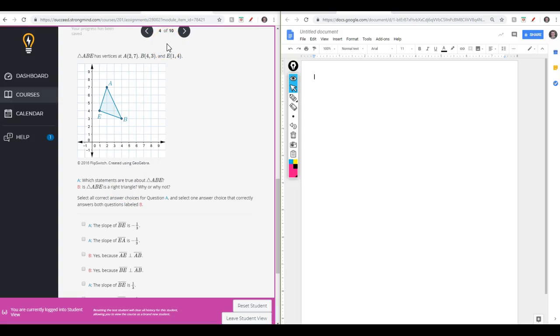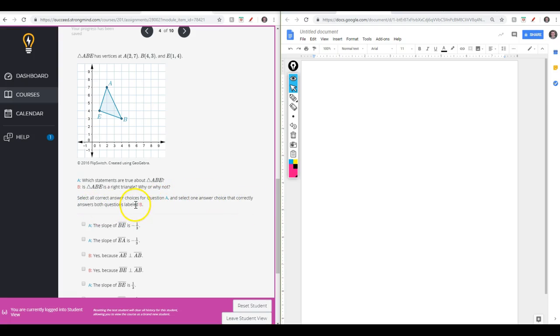Alright, question 4. Triangle ABE has vertices at A(2,7), B(4,3), and E(1,4). Which statements are true about triangle ABE? B, is triangle ABE a right triangle? Why or why not? Select all correct answer choices for question A and select one answer choice that correctly answers both questions labeled B.